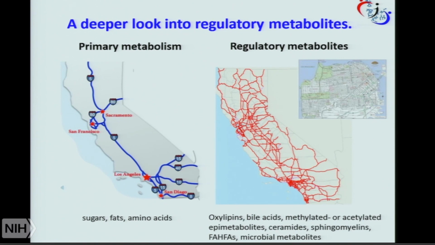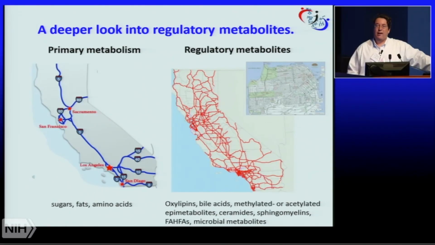For example, ceramides and sphingomyelins have very active roles in many diseases, but also oxylipins. They are clearly important in inflammation resolving, but also in many other physiological actions. These are usually very low abundant metabolites at nanomolar concentrations or even lower.